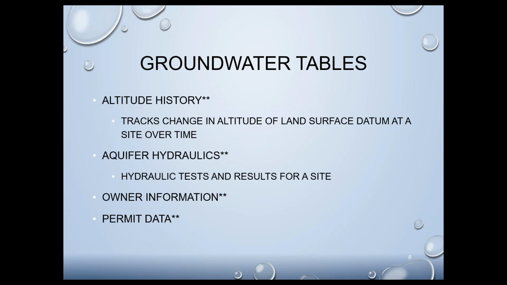Owner information and permit data. These pieces of information have personally identifiable information, or PII, associated with them. So legally, we are not allowed to disclose owner names, addresses, phone numbers, and things like that, or specific permit information. That information can be obtained from the local entity. Many states have a database that serves that information. You can access that information, but USGS does not serve it to the public.